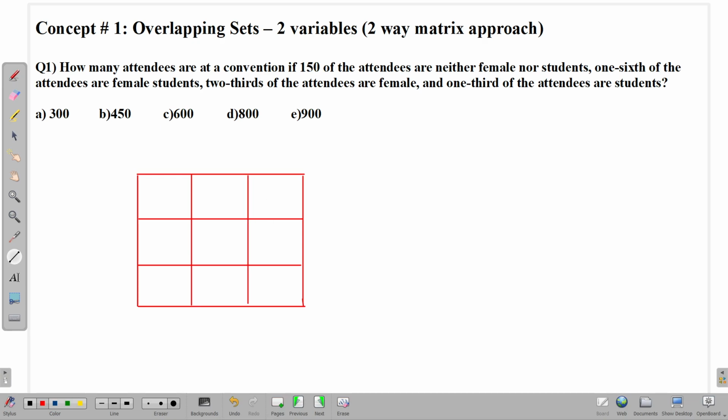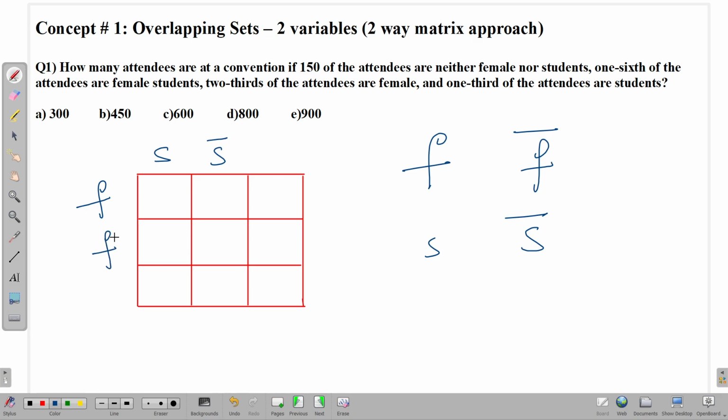Let us draw the variables. What are my variables? Either you are female or you are not female, so F bar. Either you're a student or you're not a student. So let us say that this is females and this is students. This is student bar. This is female bar, that is not females, not students.